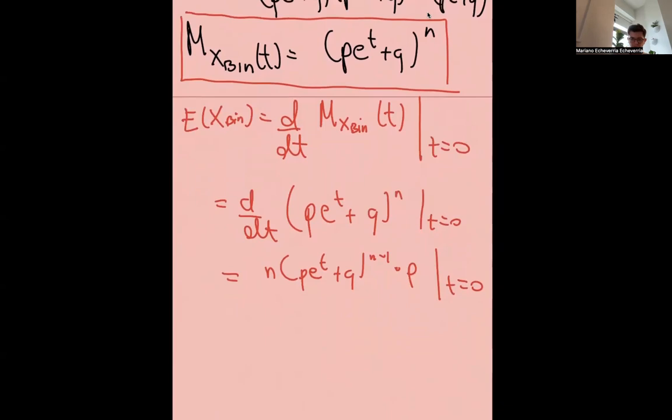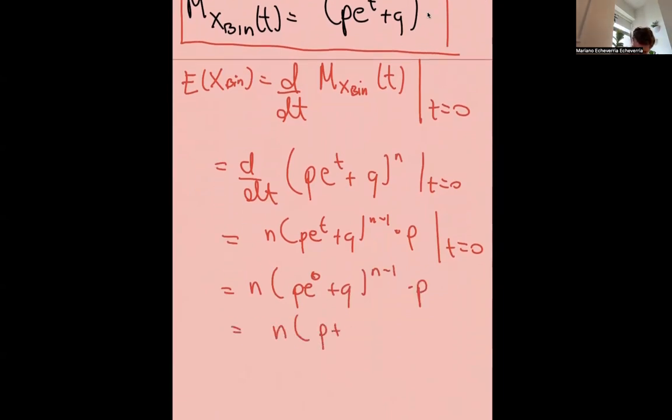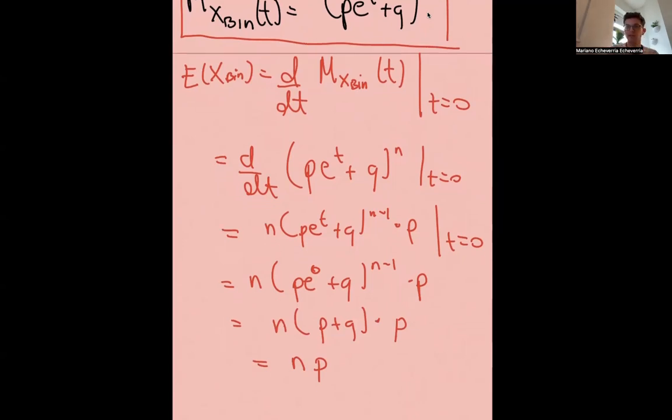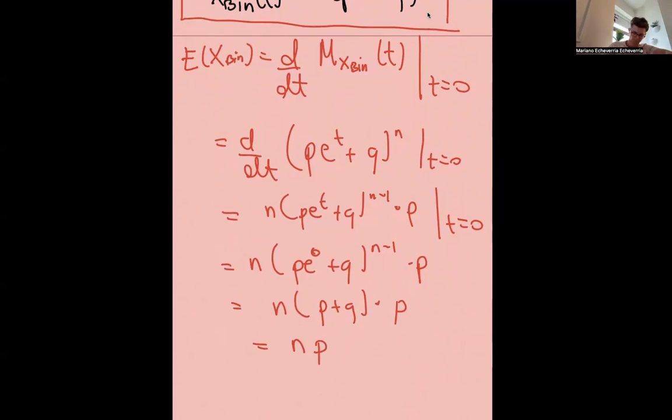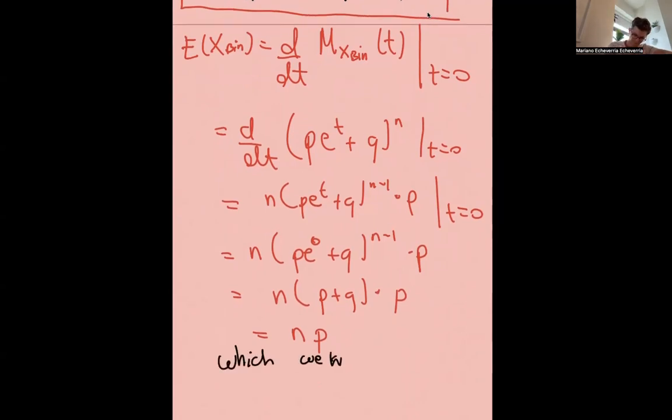So when you evaluate this at t equals 0, you get n times p e to the 0 plus q to the n minus 1 times p. So you get n times p plus q to the n minus 1 times p. But what is p plus q? That's just 1. So you get n times p. So that means that the expected value for the binomial random variable is n times p, which we knew before, right? We had found that using the Feynman trick, if you remember that. We already knew it, but this is a way to find it using the machinery of the moment generating function. Is that making sense?